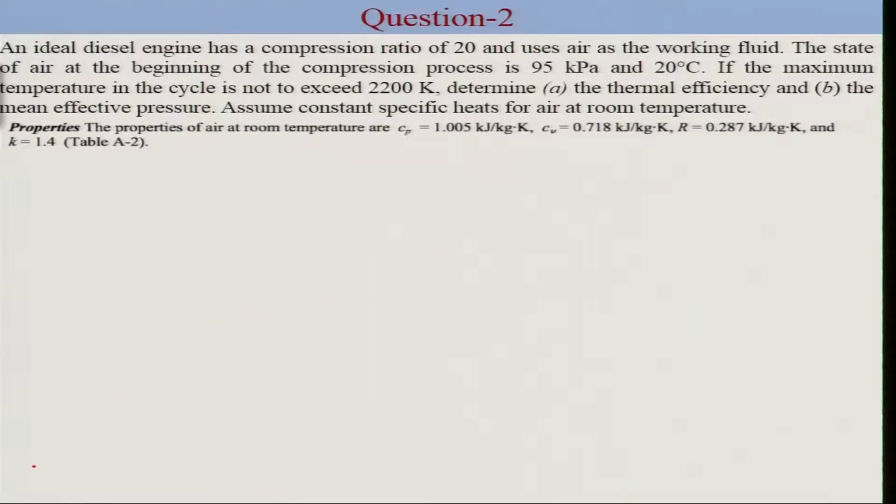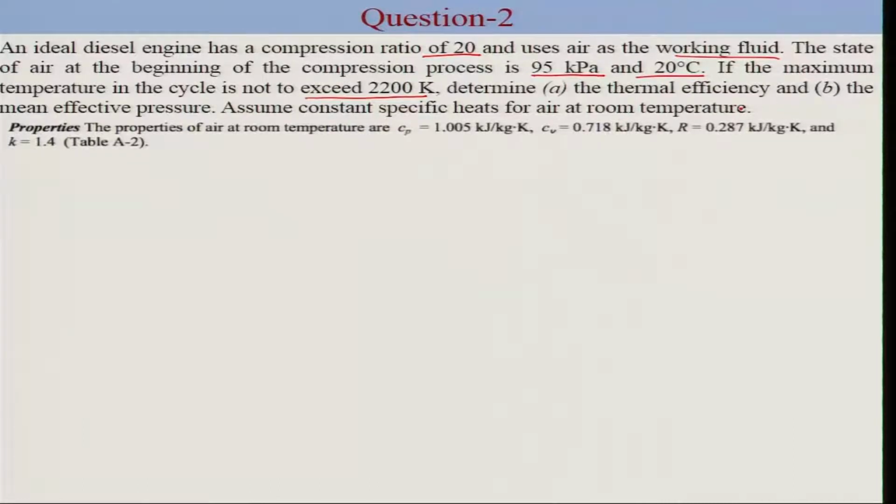An ideal diesel engine has compression ratio of 20 and uses air as the working fluid. The state of air at the beginning of the compression process is 95 kilopascal and 20 degrees centigrade. If the maximum temperature in the cycle is not to exceed 2200 Kelvin, determine the thermal efficiency and the mean effective pressure. Assume constant specific heats for air at room temperature.